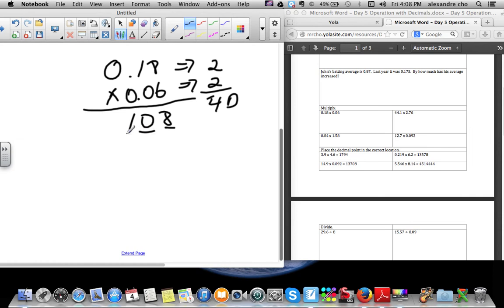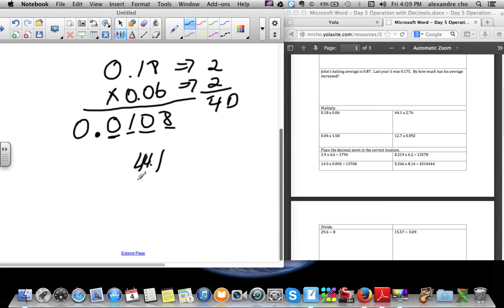Okay, so our answer should have 4 decimal places, so you start from here. 1, 2, 3. We're running out of numbers. Add a 0. That makes it 4. 4 decimal places, and you add the decimal. Okay, so you always start from the right, and you walk to the left. Okay, final answer is 0.018.